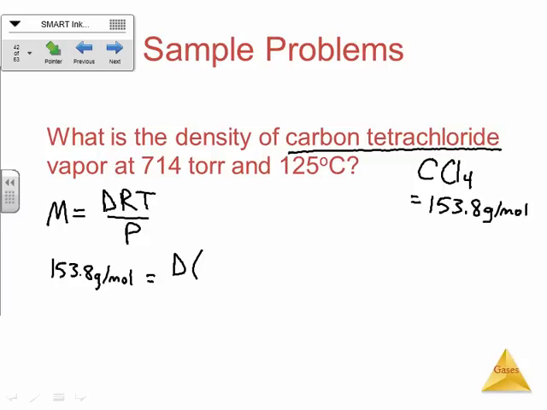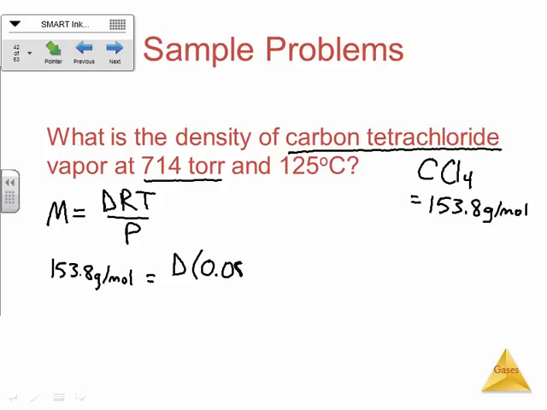Now this is a little tricky. We have to watch our units here, okay? Because the R that we typically use is for atmospheres, and since you're not going to have the equation sheet, it's probably easier if you just memorize one number for R, and that's the number in atmospheres. So we'll do that, and we'll convert this pressure to atmospheres here.